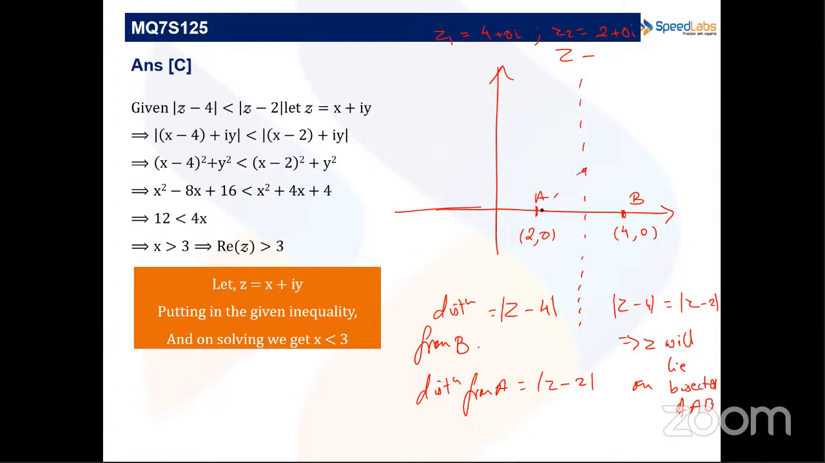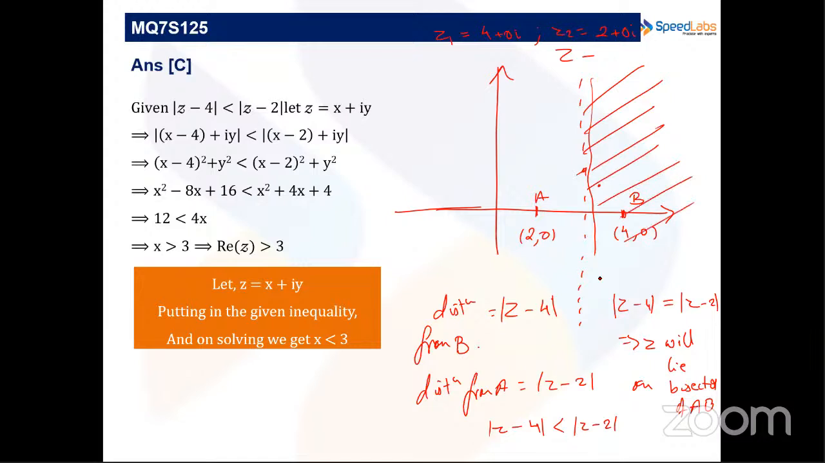because the distances will be always equal. But now the distance from Z minus 4, meaning distance from this point B, is less than distance from 2, or we can say that distance from A is more, so this point lies on this region. And for this region, we know that this is the midpoint 3 comma 0, so in this region the real part of Z will be greater than 3. Both the methods clear?